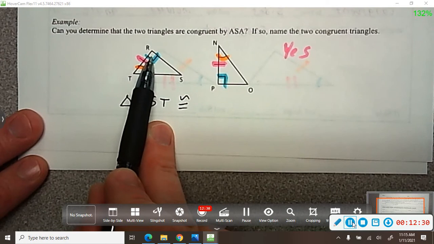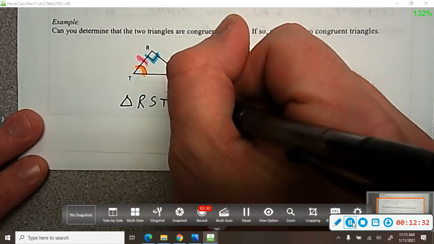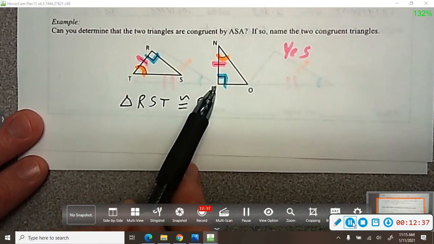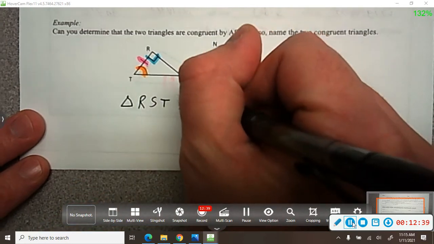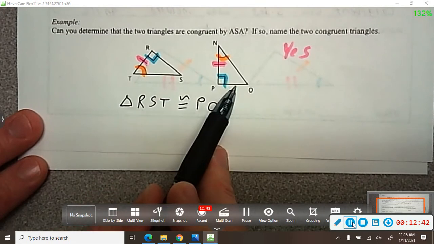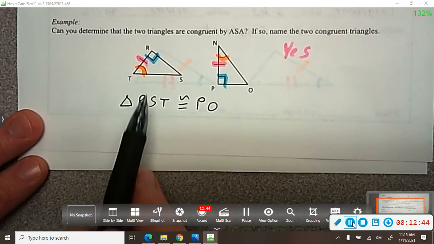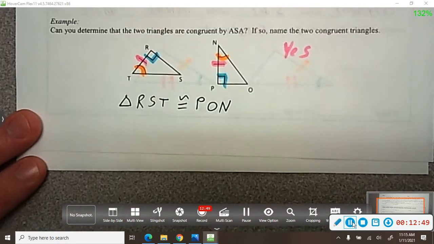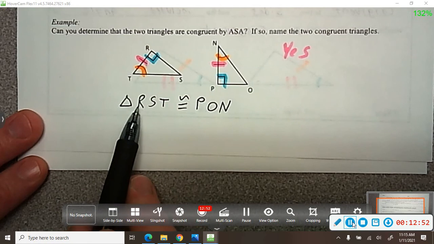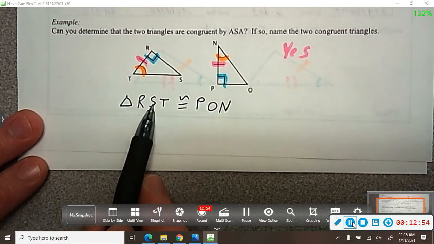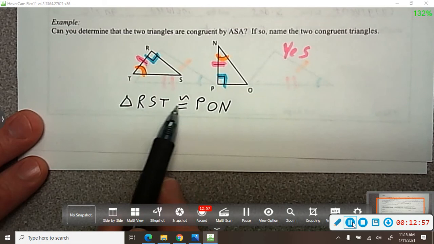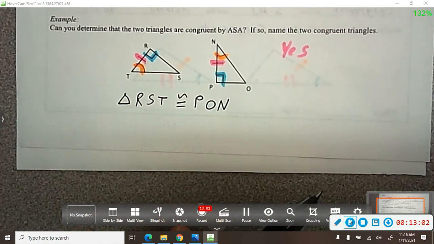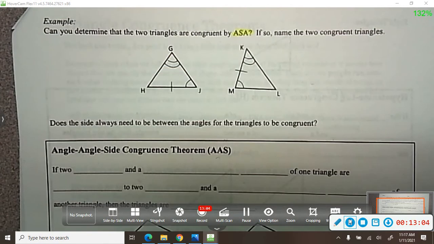So I have to start at the right angle. So I'm going to start at P. And then it went R to S, so I'm going to go P to O because S and O. And then I would go the T, the orange one, so I need to go to the N. You just have to go in the same order. And last week we learned that this means angle R is congruent to angle P, angle S is congruent to angle O, angle T is congruent to angle N, by looking at this. So can you determine if these two triangles are congruent?